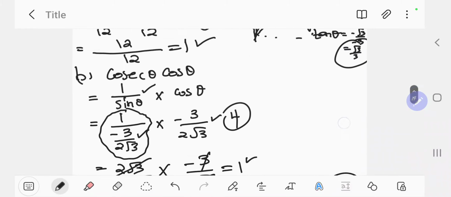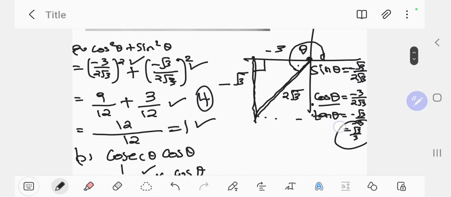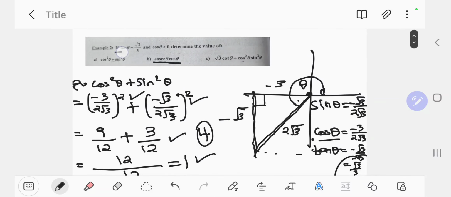Guys, make sure that you practice. It's a very, very simple thing. The most important thing is this one. You understand? Separate this into the trig ratio and also the condition there, and you will always get your answers right.